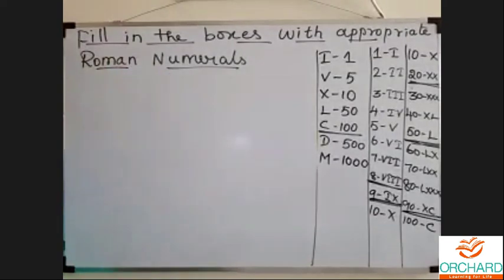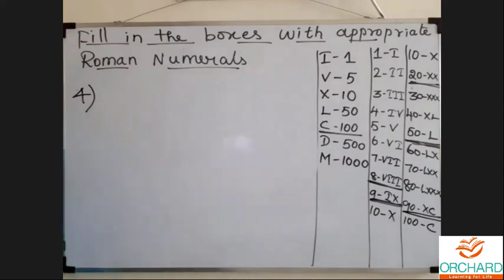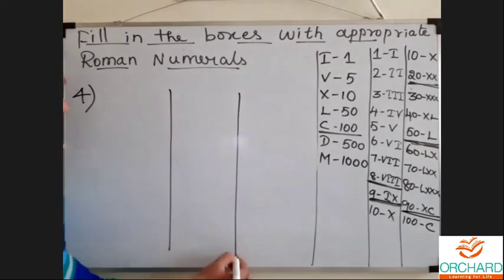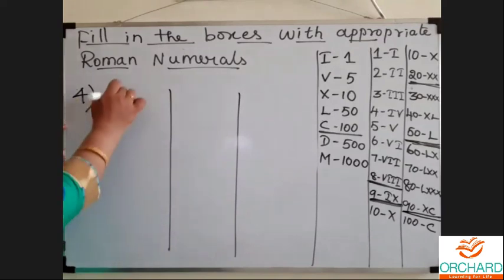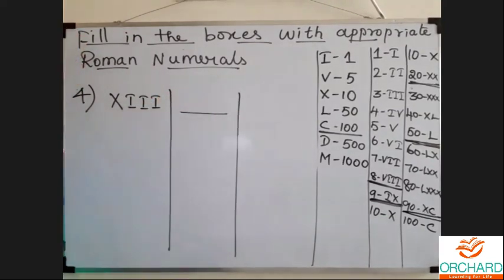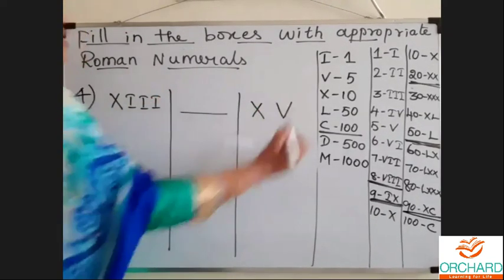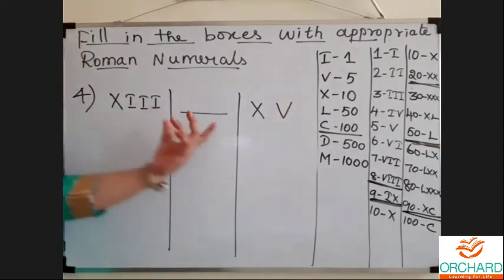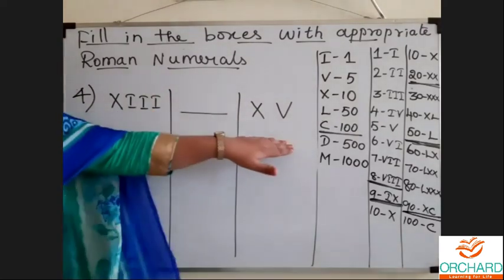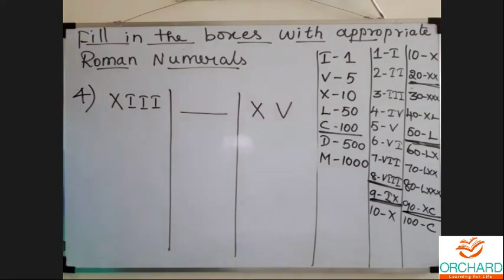Okay. Let's see the fourth problem. Here we are going to find the middle value of the Roman numerals XIII dash XV. Here we are going to find the middle value of these Roman numerals. Here it is given in the form of Roman numeral. We have to express this in Hindu-Arabic numeral. Now how can we express this?